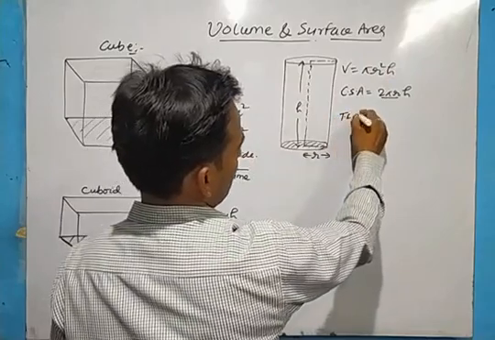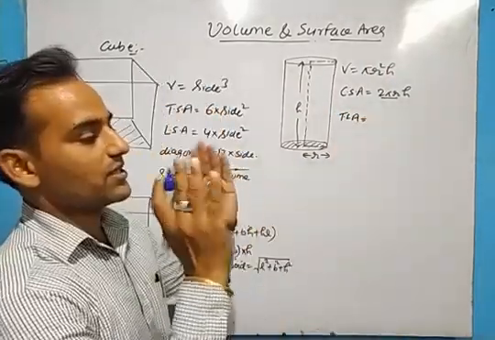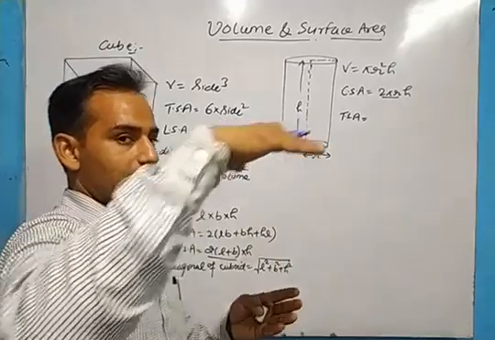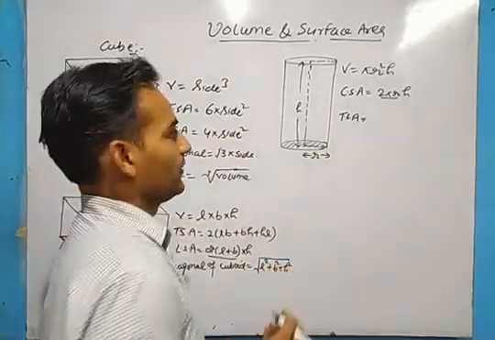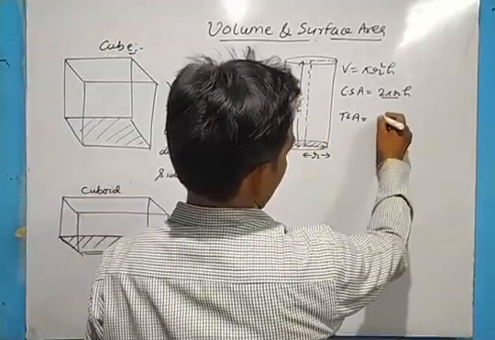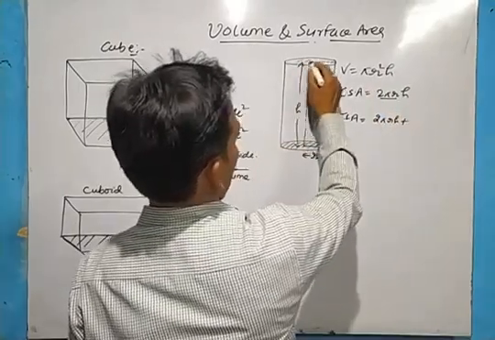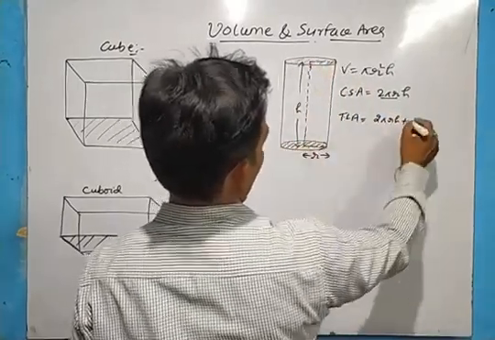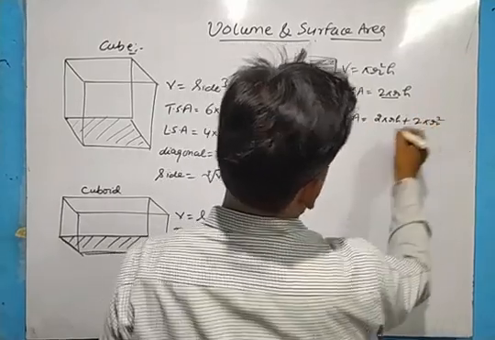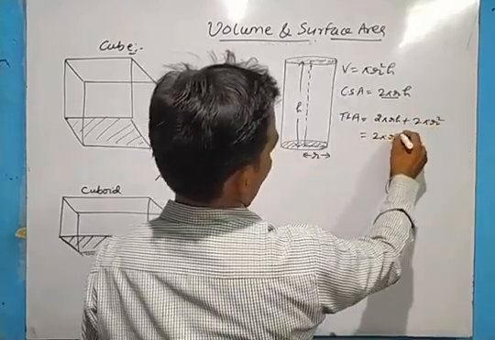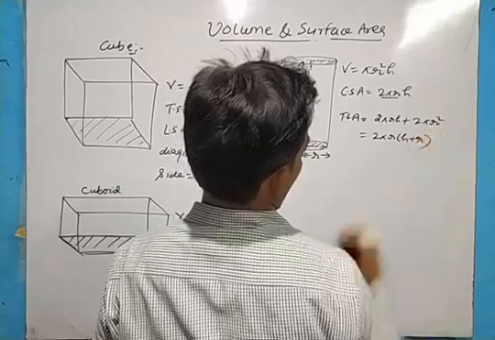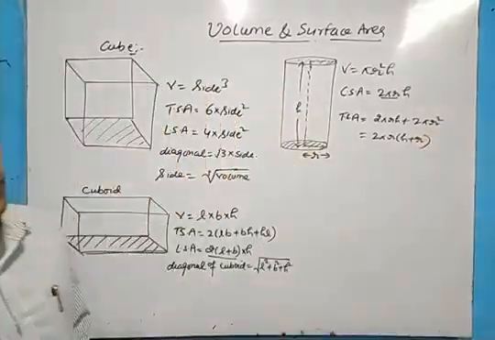Total surface area, see, in cylinder this is called the curved surface area, and the upper side and the lower side, we have two circles, so total surface area will be 2 pi RH plus the area of this circle plus the area of this circle, that is 2 pi R square. So 2 pi R in bracket H plus R is the total surface area for cylinder.